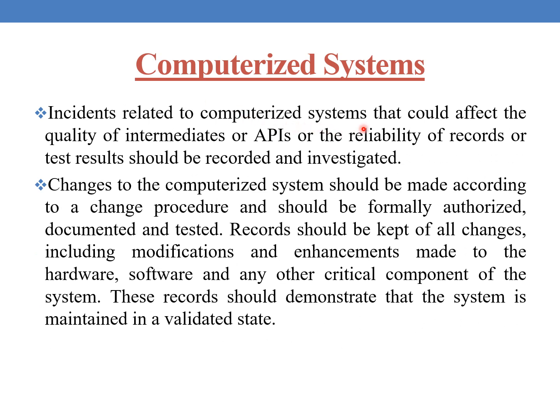Incidents related to computerized systems that could affect the quality of the intermediate or API or the reliability of the records or test results should be recorded and investigated. Changes to the computerized system should be made according to a change procedure and should be formally authorized, documented and tested. Records should be kept of all changes including the modifications and enhancements made to the hardware, software and any other critical component of the system. These records should demonstrate that the system is maintained in a validated state.